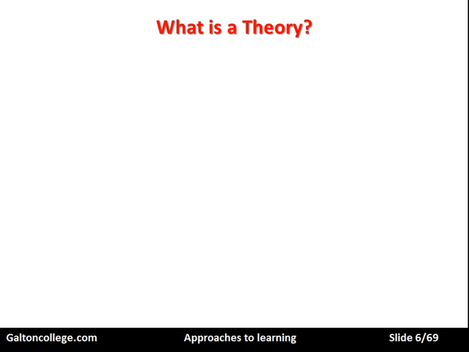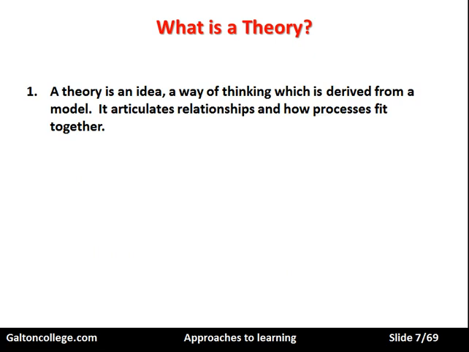Now, what is a theory? Well, a theory is an idea. I'm using very straightforward ways of thinking about theories here. But it is an idea. It's a way of thinking which is derived from a model. We start by looking at certain relationships. If something happens, if A goes first and B always follows A. If a certain situation happens, then something else happens.